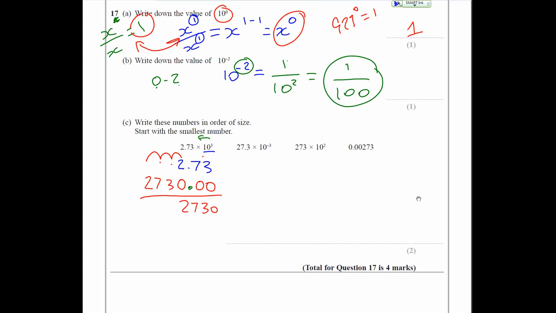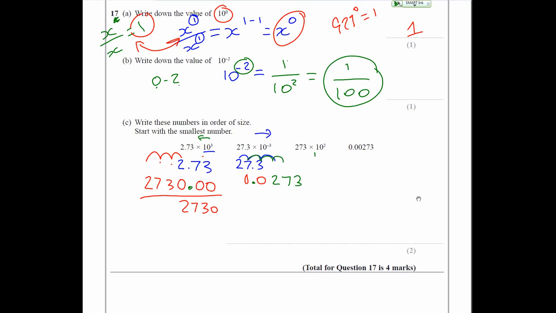Next one, 10 to the minus 3. That is going to move this way by 3. We started off with 27.3. We're going to go 1, 2, 3. Our 2 is going to go here. The 7 goes one beyond. The 3 goes one beyond. Decimal point stays the same. Fill in your zeros. Quite a small number.